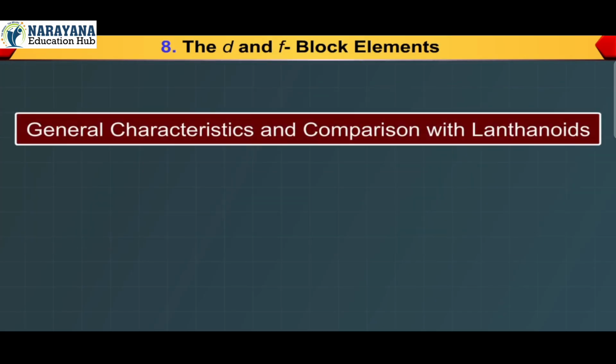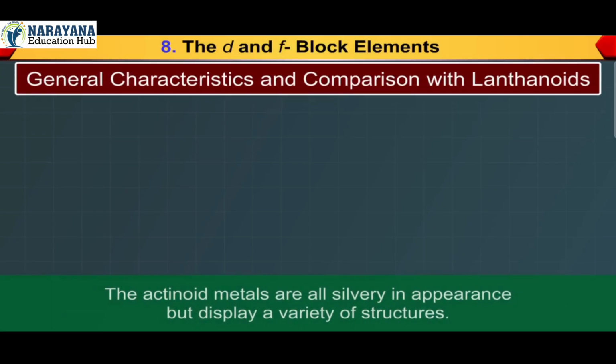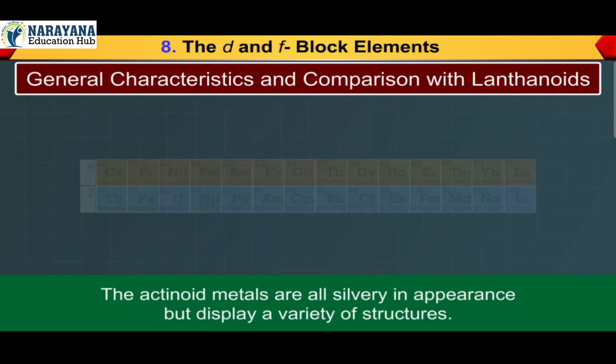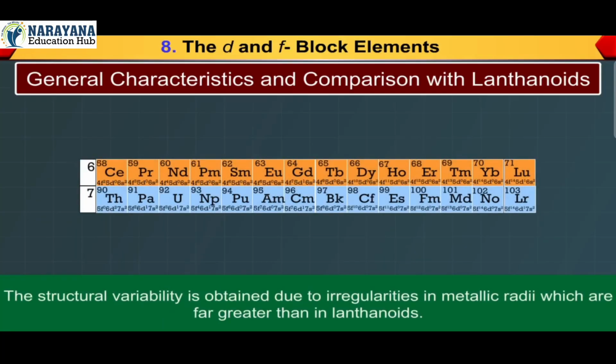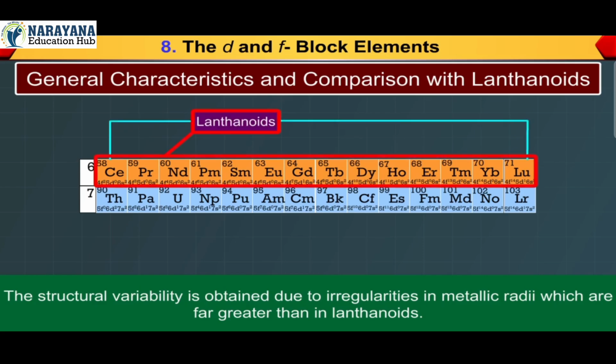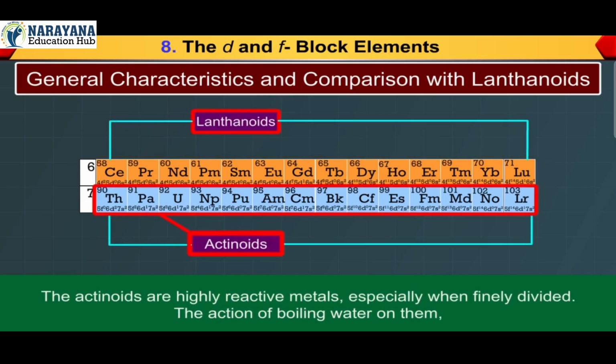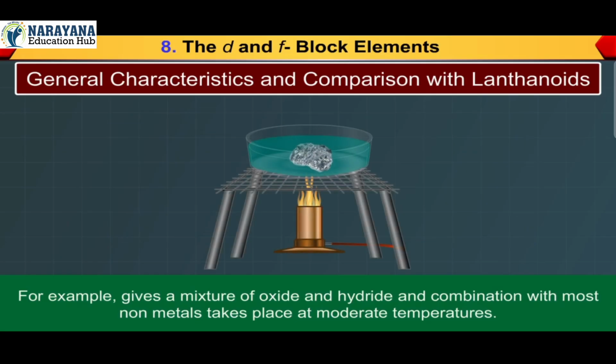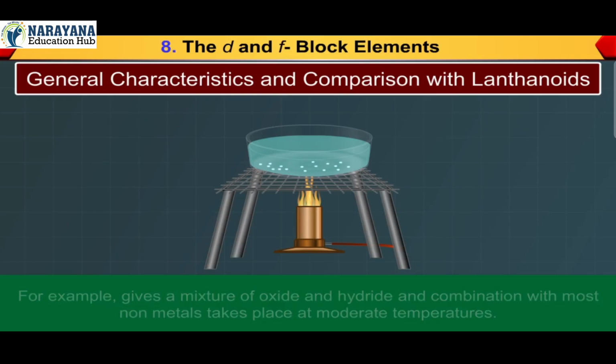General characteristics and comparison with lanthanoids. The actinoid metals are all silvery in appearance but display a variety of structures. The structural variability is due to irregularities in metallic radii, which are far greater than in lanthanoids. The actinoids are highly reactive metals, especially when finely divided. The action of boiling water on them, for example, gives a mixture of oxide and hydride, and combination with most non-metals takes place at moderate temperatures.